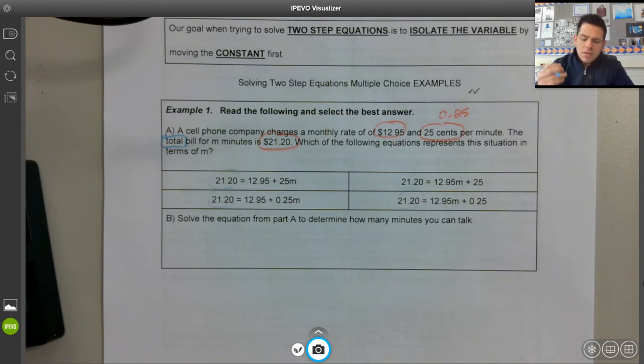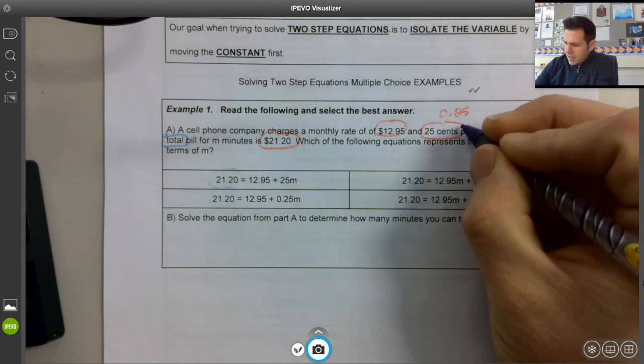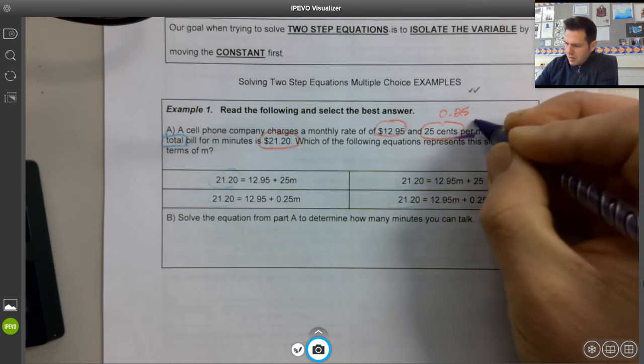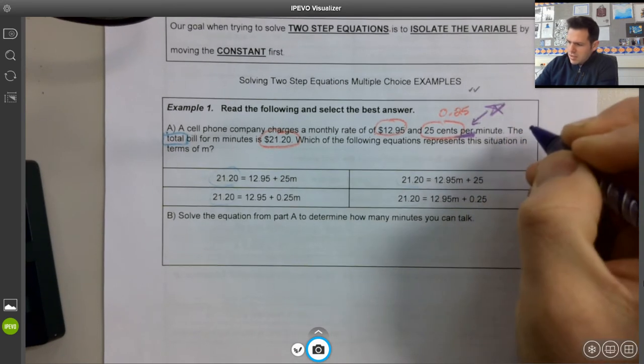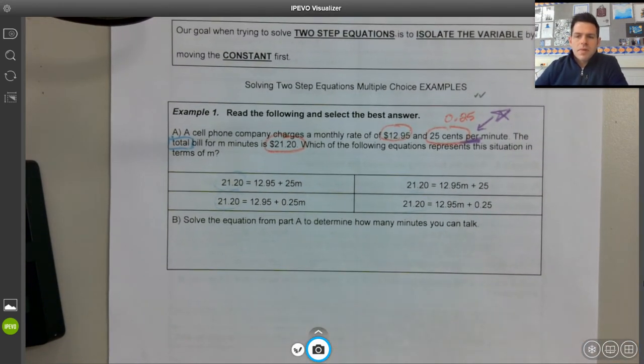These are key terms that we like to talk about in math, specifically when solving equations, and I'm talking about the words each, every, and per. If I read the first sentence again, a cell phone company charges a monthly rate of, and actually it says the word of twice there, $12.95 and 25 cents per minute. I can't tell you enough, that word per is a huge deal in this problem, because usually after it comes our variable.